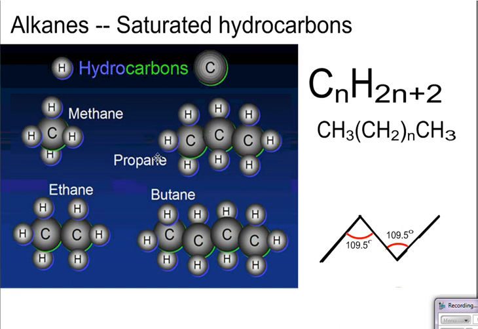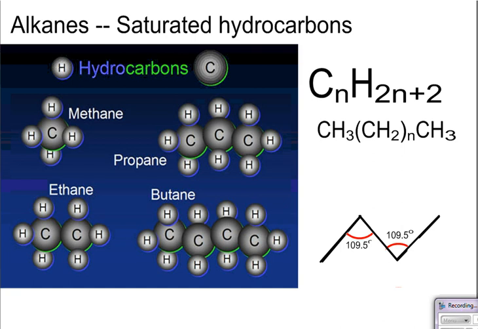Propane ends in -ane. We know we have a saturated hydrocarbon. Pro means 3, so C3, H 6 plus 2 is 8. Structural formulas for alkanes can be written as such, where they'll always have a methyl group at the end and a methyl group at the beginning. And in between, you'll have repeating CH2 units over and over and over again.